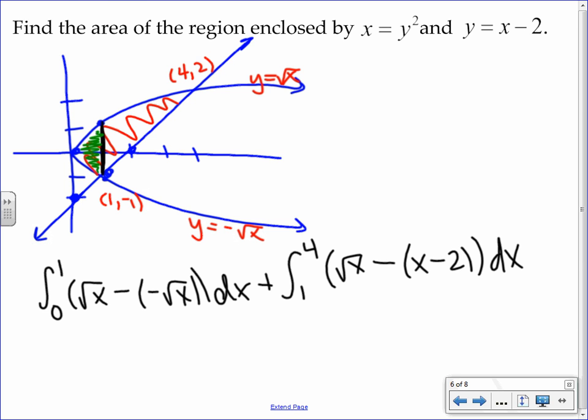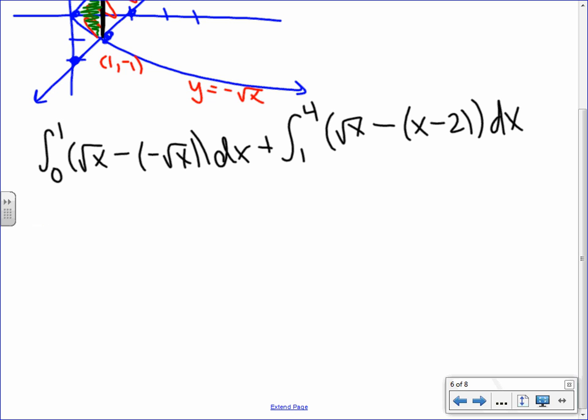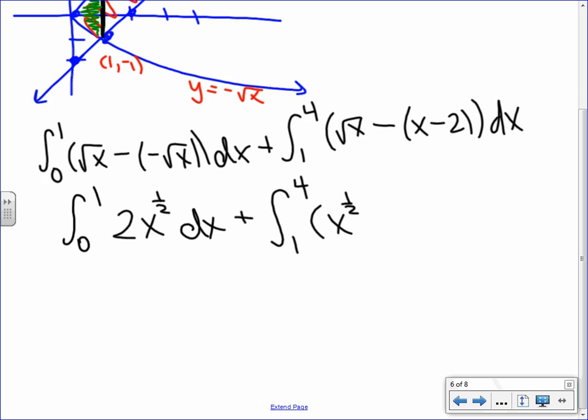So, let's simplify these integrals a little bit. Square root of x minus negative square root of x. We have 2x to the 1/2. I'm not integrating it, I'm just simplifying it. Okay, is everyone okay with what I wrote? And I changed it to an exponent so it's easier for us to integrate. Plus, from 1 to 4, this is x to the 1/2 minus x plus 2.